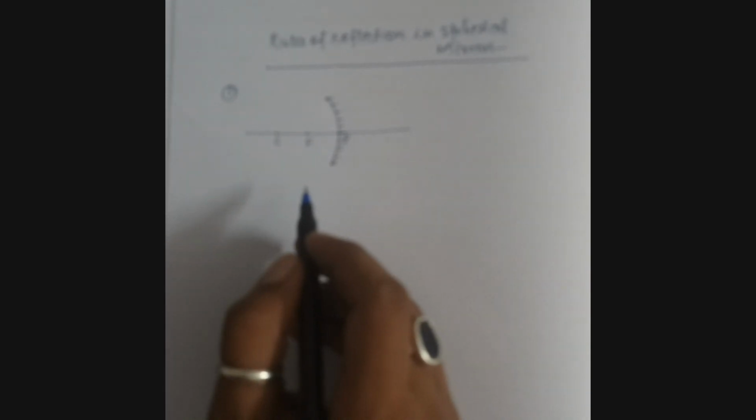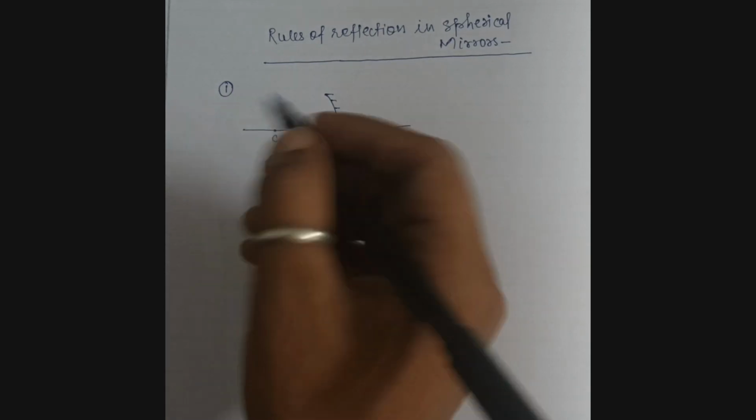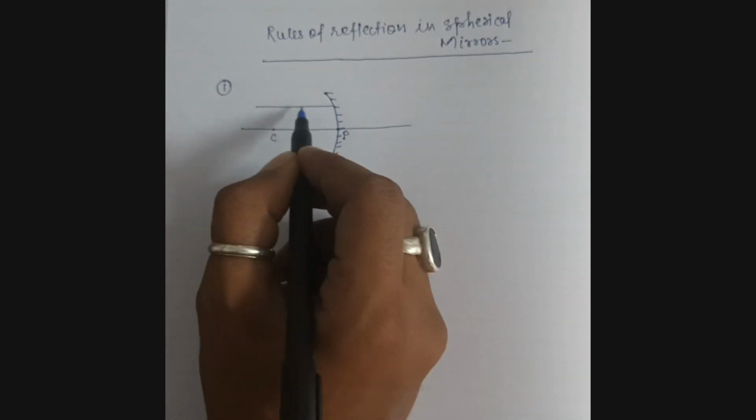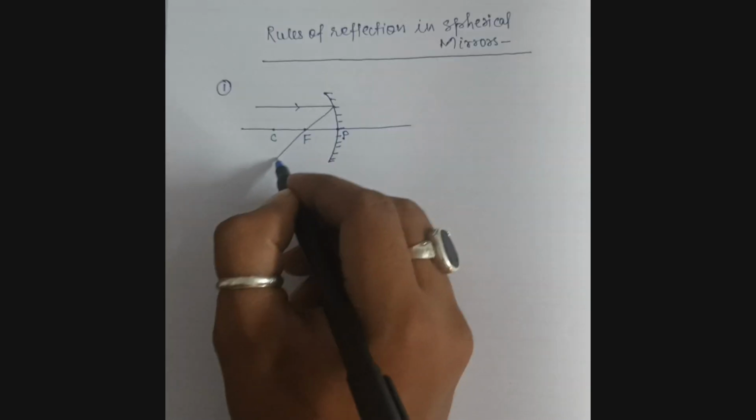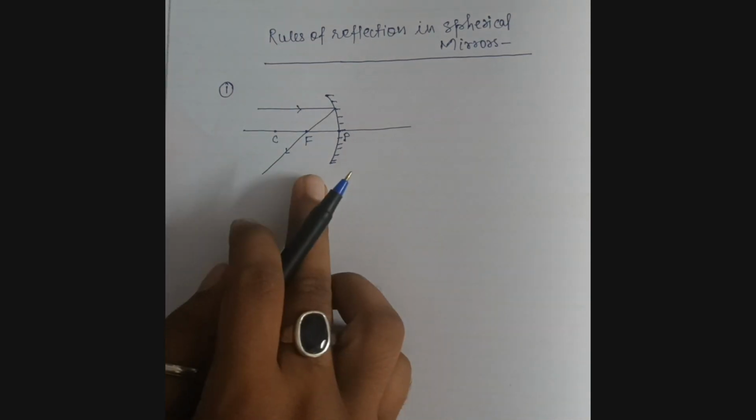Now students, what happens if any light ray is incident parallel to the principal axis? If any light ray is incident parallel to the principal axis, then what happens after reflecting? After reflecting, the light ray will pass through the focus. This is the first rule. This is the case of the concave mirror.